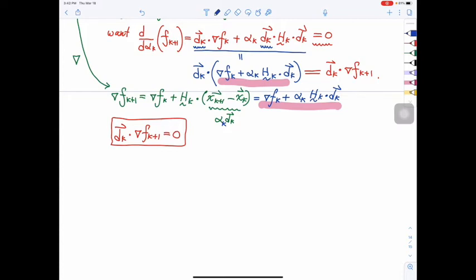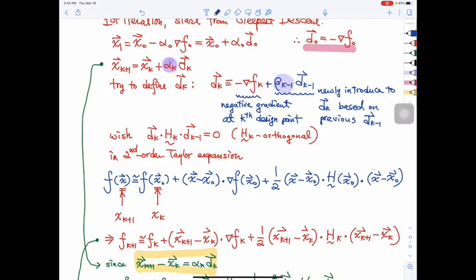Since we are dealing with all the d_k and d_{k+1}, let's recall what d_k is. Where do we have d_k? Here. This is where we define our d_k, right? So let's make a copy. This is our d_k.